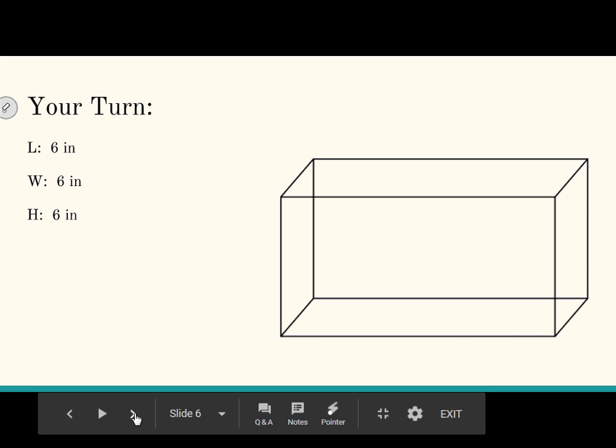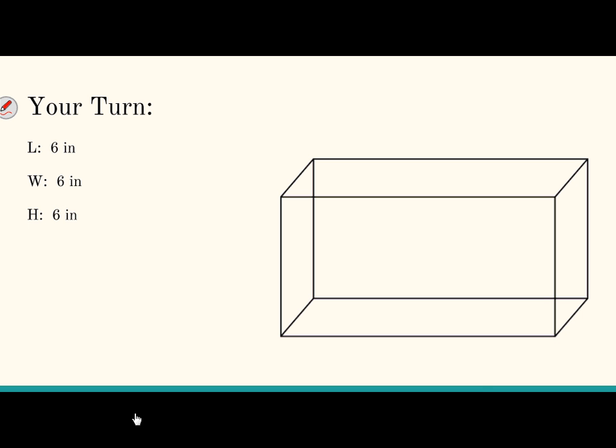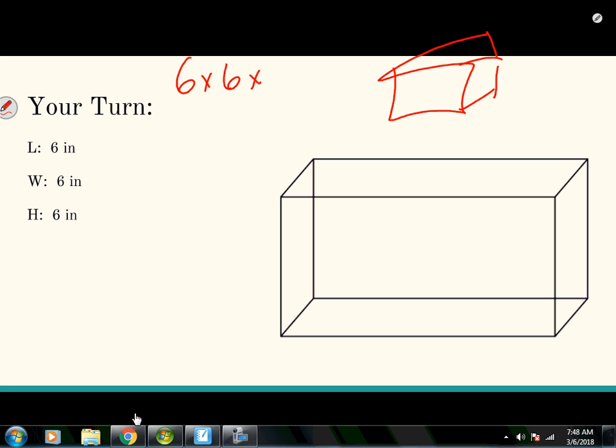Okay, your turn. Pause the video. Take a second. If you need to make a quick sketch of a rectangular prism, you can. Or you can just write out your formula. 6 times 6 times 6. Okay, 6 times 6 is 36. Times 6 is 216 inches cubed.